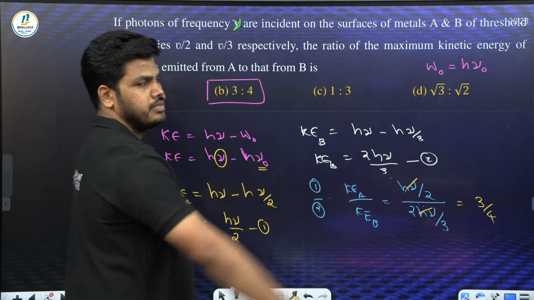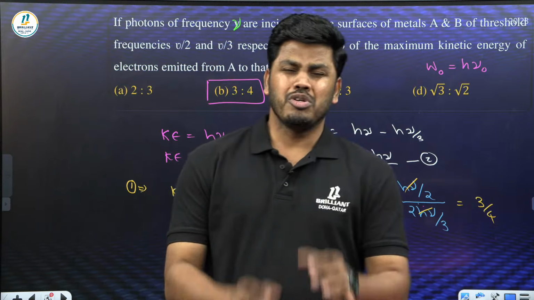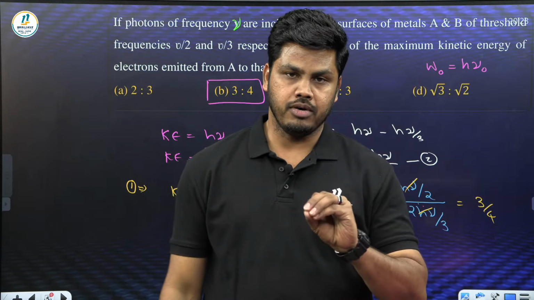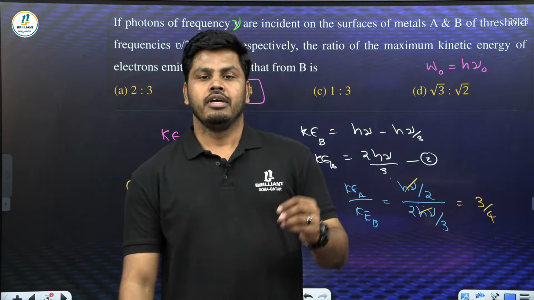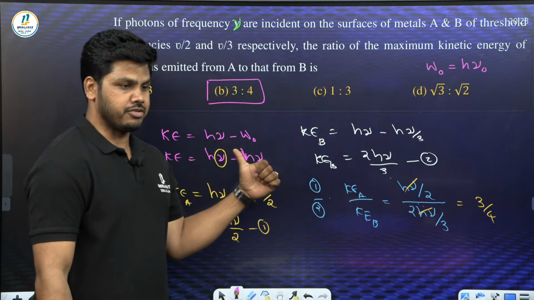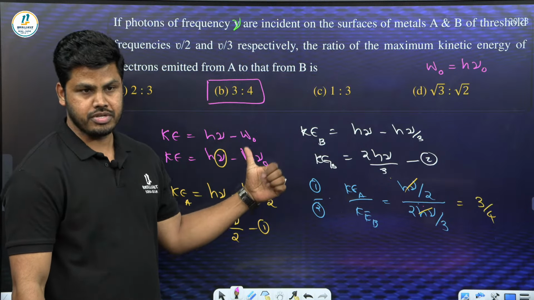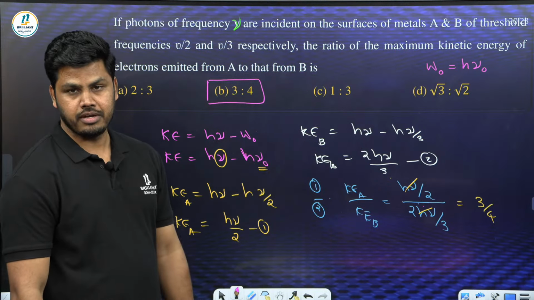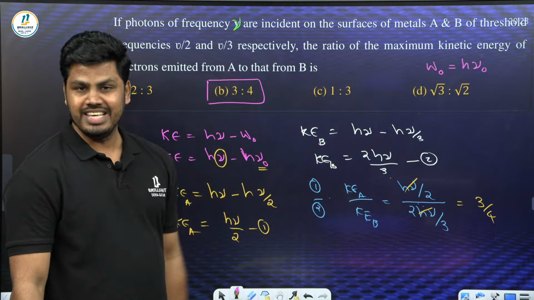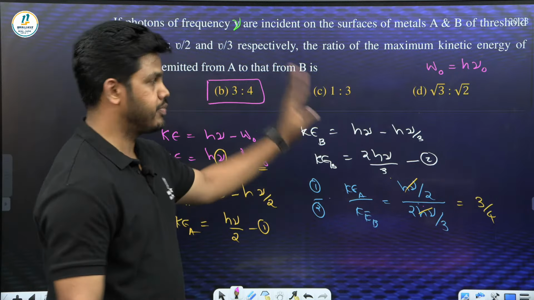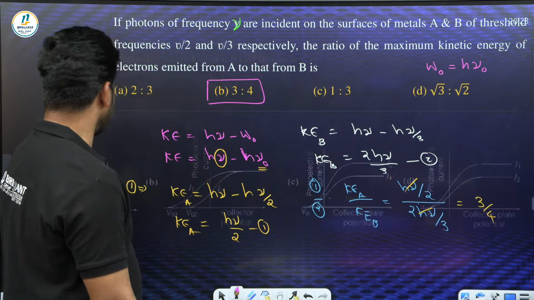Option B. Yes. So as I told you, most of the numerical questions we get from photoelectric effect are based on kinetic energy equation, okay? Einstein's kinetic energy equation, and we can solve it very easily using that equation, if you remember that equation correctly. Yes, moving on to the next one.